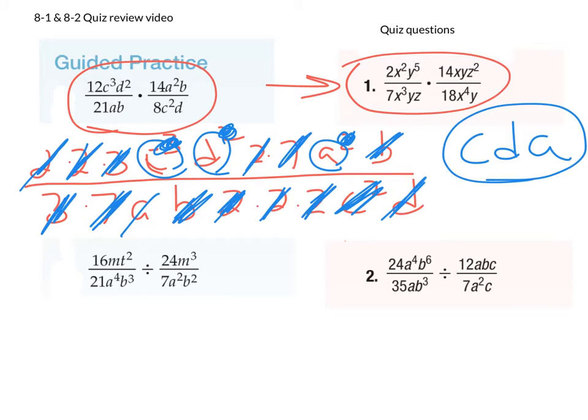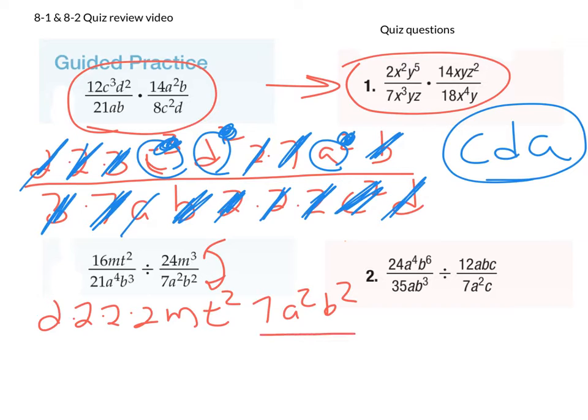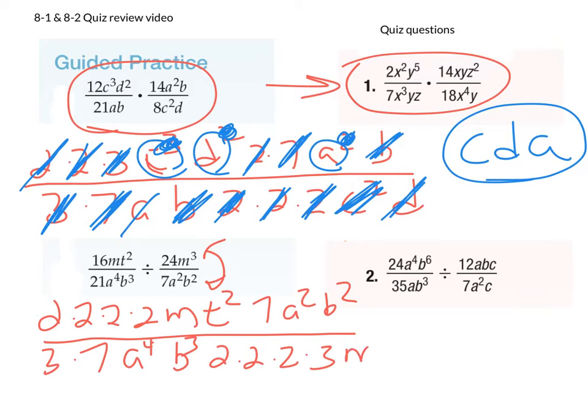So I'm going to move into the next example. Division is the same thing as multiplication. I'm going to change my 16 to 2 times 2 times 2 times 2, m t squared. And now the difference is I have to flip these. So this becomes 7a squared b squared. So there's my numerator. My denominator, I have 3 times 7, that's how you break 21. A to the 4th, b cubed. But now the 24 is on the bottom. So that's 2 times 2 times 2 times 3, m cubed.